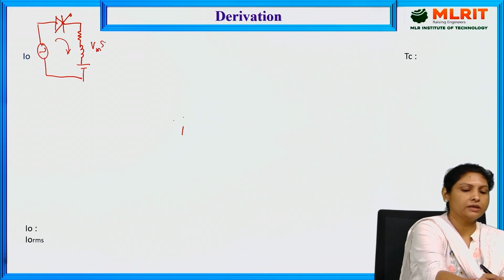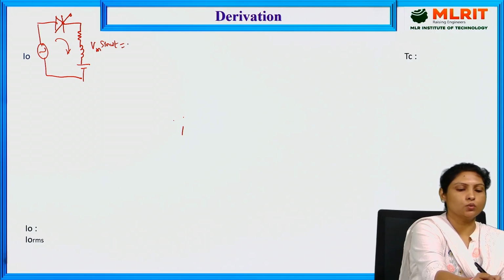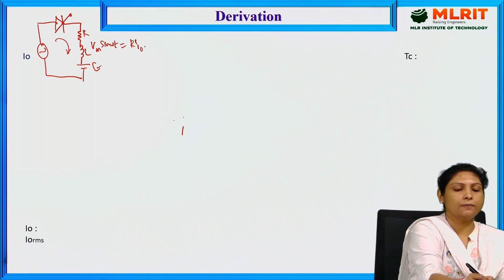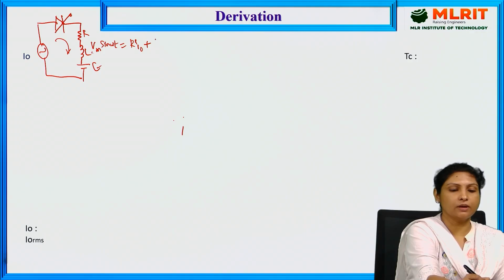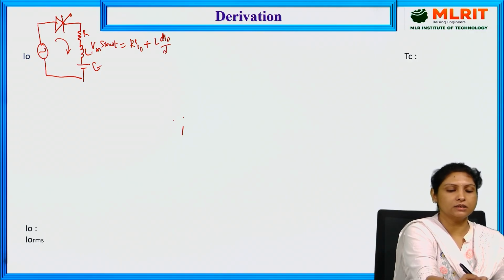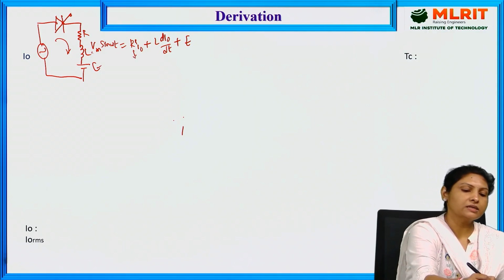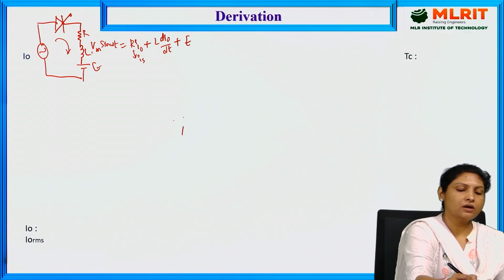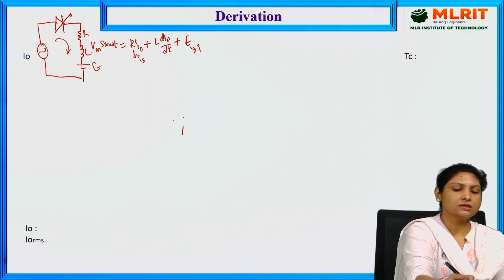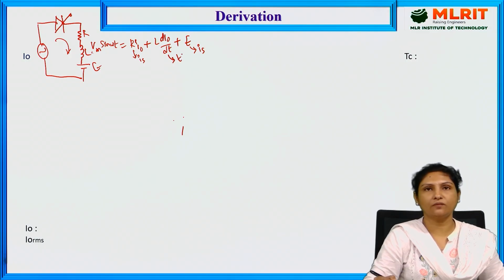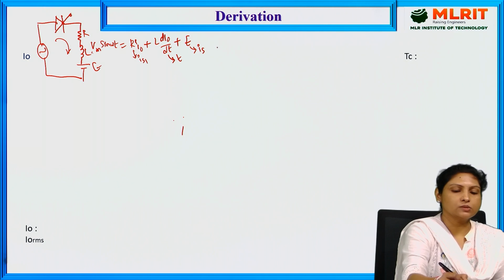Vm sin omega t, by applying KVL, equals R into I0 plus the voltage across the inductor, given by L into di0 by dt, plus EMF. And here, if you see, we have this as a steady state term, and even this is a steady state term, and this is the transient term, the transient component of current. So here, this is IS1 and this is IS2.